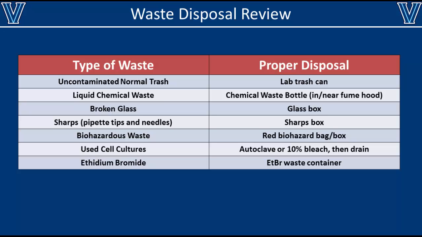All liquid biohazardous waste, including used bacterial and animal cell cultures, should either be autoclaved or sterilized with an equal volume of 10% bleach, and then poured down the drain. Finally, special types of waste, such as ethidium bromide, should be collected in their own waste containers that are properly labeled and disposed of separately from other chemical wastes.